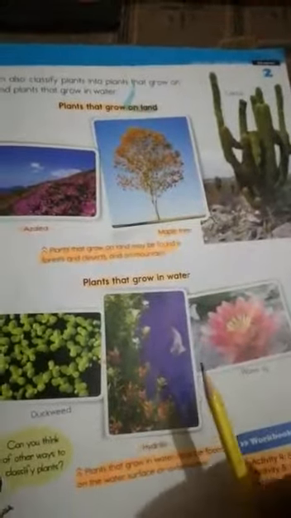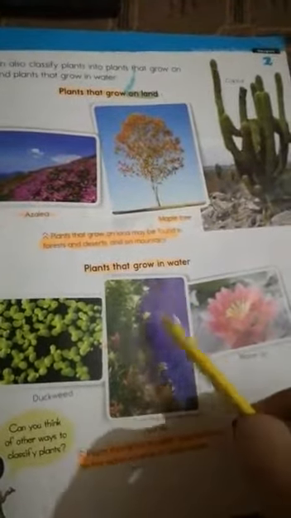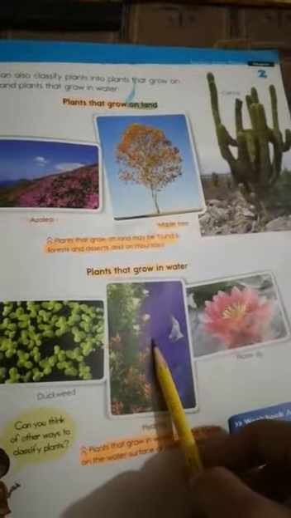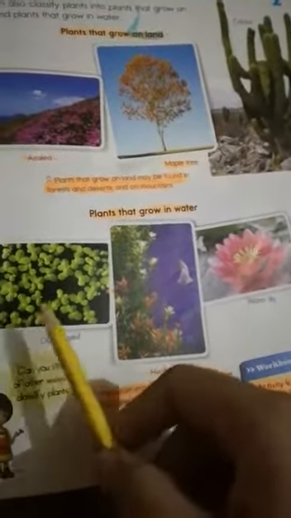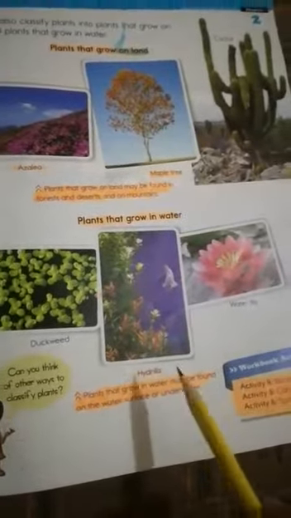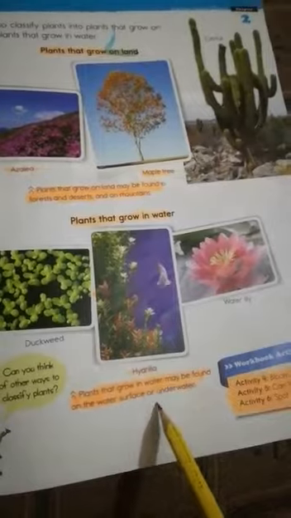And the last one in this category is plants that grow in water. Some plants grow on the surface of the water and some plants grow underwater. Okay, so what are the water plants? They are water lily, hydrilla, and duckweed. The plants that grow in water may be found on the water surface or underwater.